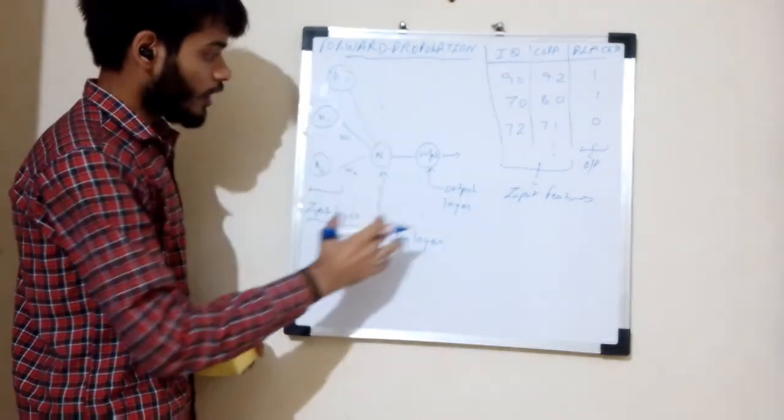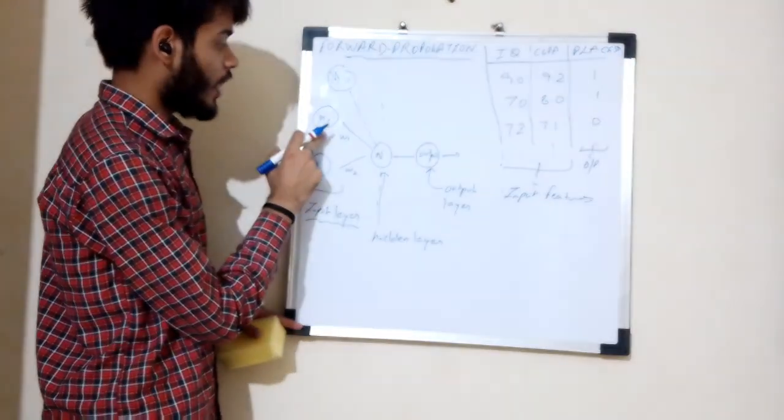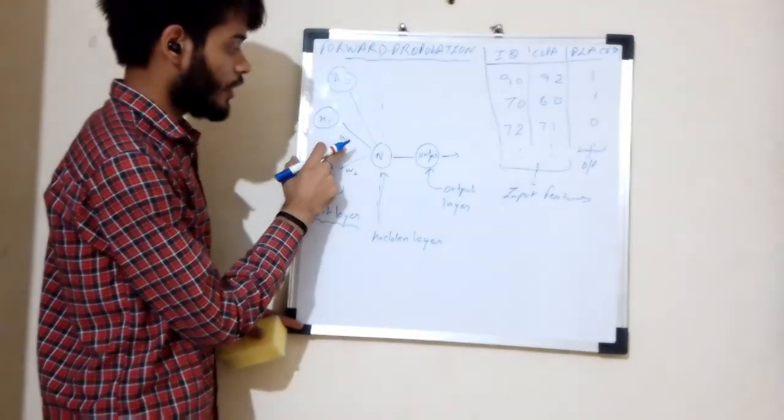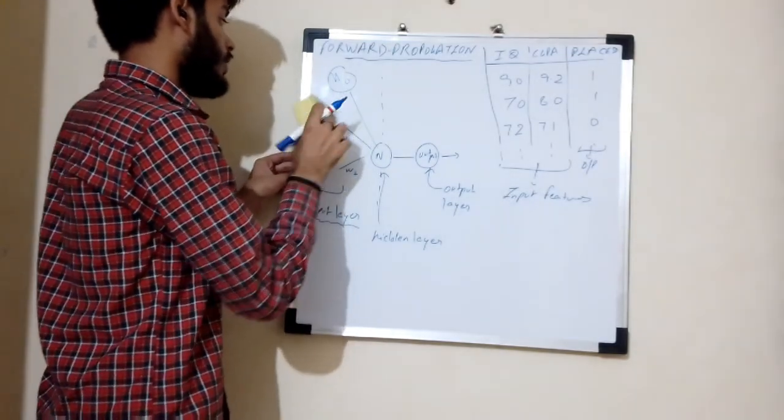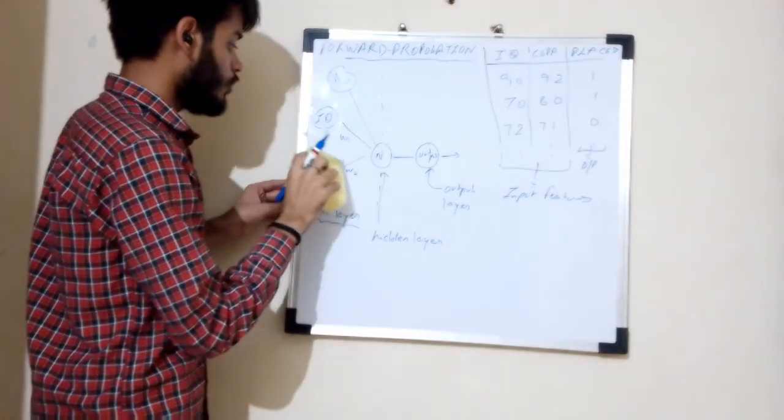Here, how this will be calculated is: let's say H1, my IQ, is multiplied with some weight. Let me rename these. This is, let's say, IQ, and this is my x2.